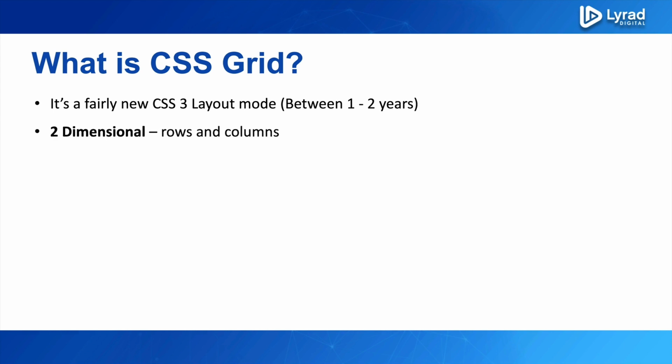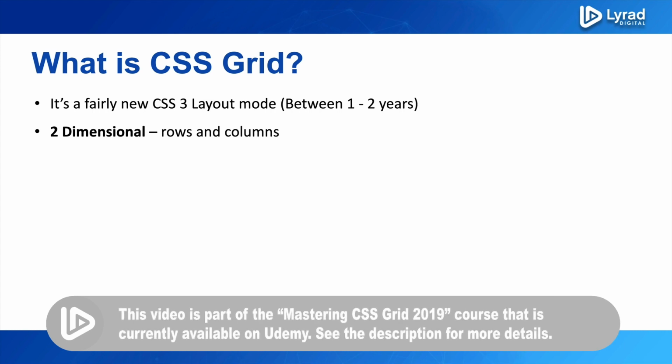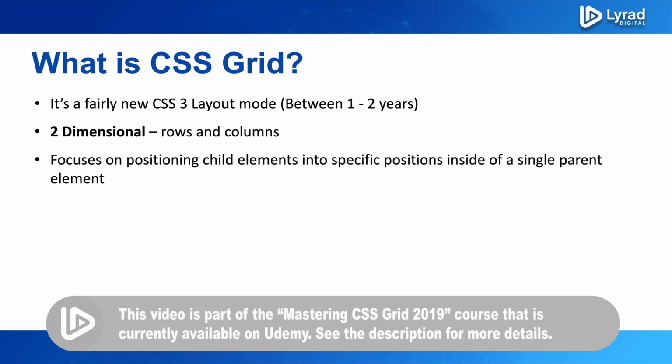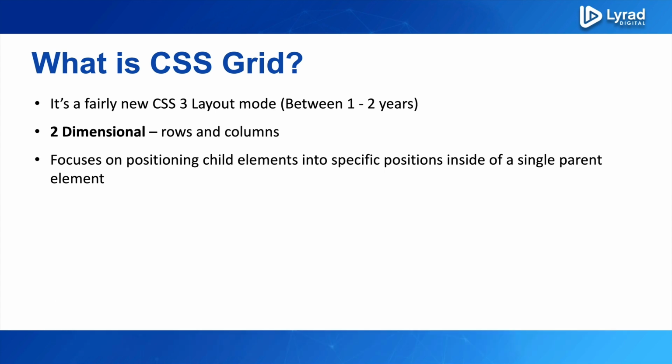It's known as being a two-dimensional layout mode, meaning that for a single parent element we can define both rows and columns. And the result of doing this creates a collection of cells that child elements can be placed into. And that is actually the primary focus of this layout, being able to specify exactly where children should be placed inside of this new grid element. Now, children can be placed inside of this grid layout in a number of different ways, and we'll see more of that in an upcoming slide.